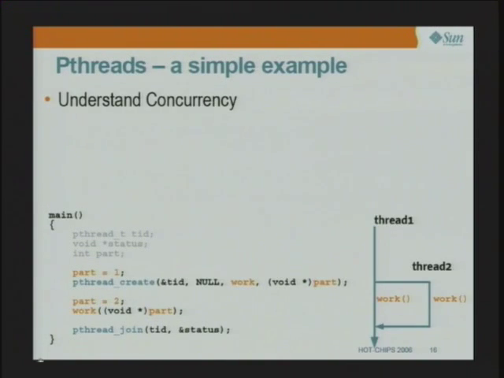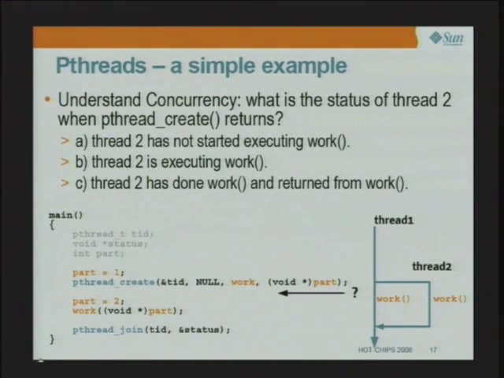So now here's a little quiz. We'll try to understand what concurrency is. So question: what is the status of thread 2 at this point, when the first thread returns from pthread create? Is thread 2 waiting, has not started working on the function work, or is thread 2 executing work, or has it already done work and returned from work? What's the status of thread 2 at this point? Answer could be any of the three. That's concurrency. You don't know.